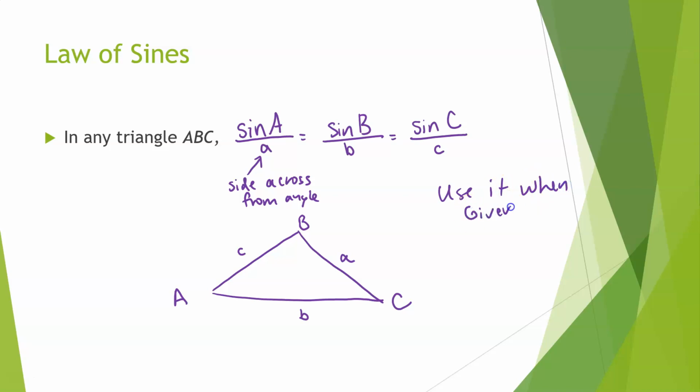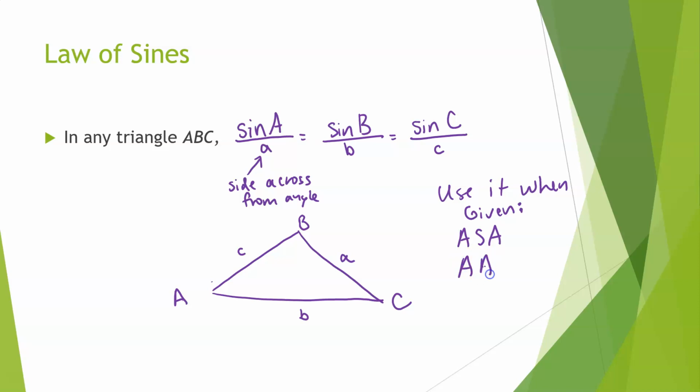The most common times we use it, or the most straightforward times I should say, is if we're given ASA. That means angle, side, angle. An example of that would be given angle A, angle B, and then the side length between. So angle, side, angle would be the angles with the side between them given. So that's one situation where you have angle, side, angle. You should have learned about that in geometry.